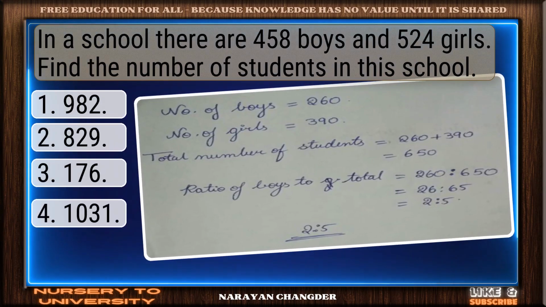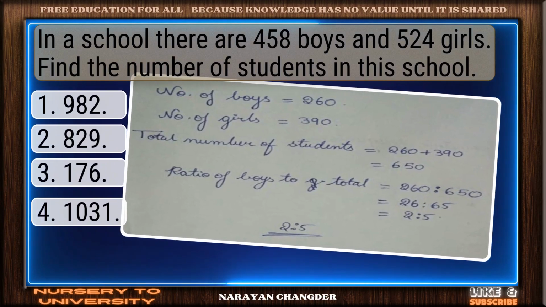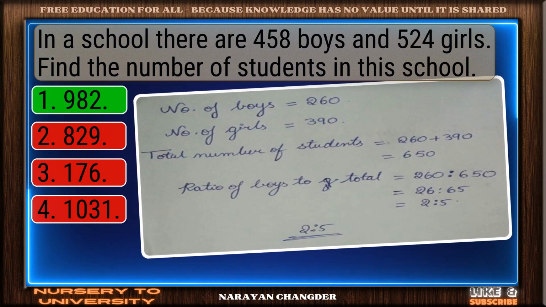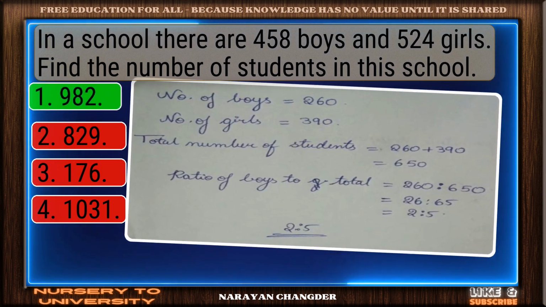In a school, there are 458 boys and 524 girls. Find the number of students in this school. Solid response. 982 is a valid choice.